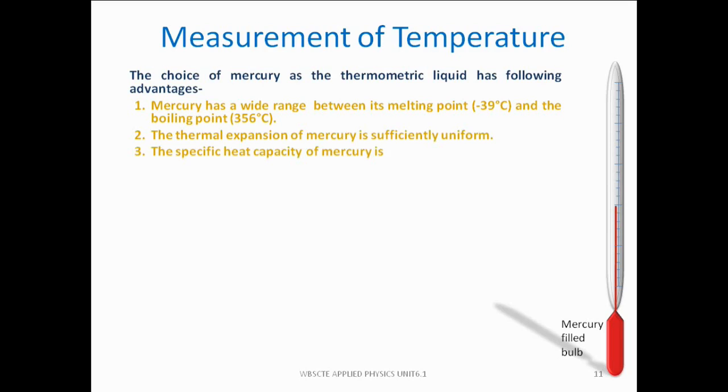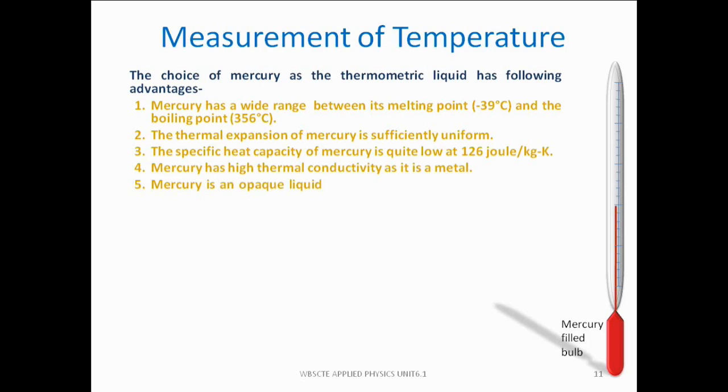Number 3. The specific heat capacity of mercury is quite low, at about 126 joule per kg per Kelvin. Number 4. Mercury has high thermal conductivity as it is a metal. Number 5. Mercury is an opaque liquid. This helps in seeing the edges and tip of the thread properly.